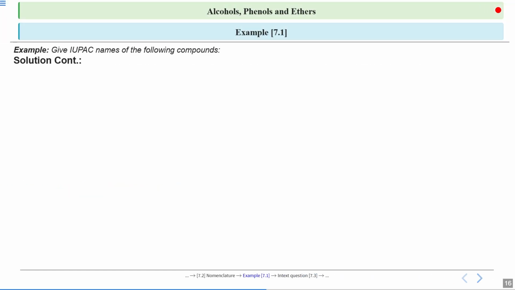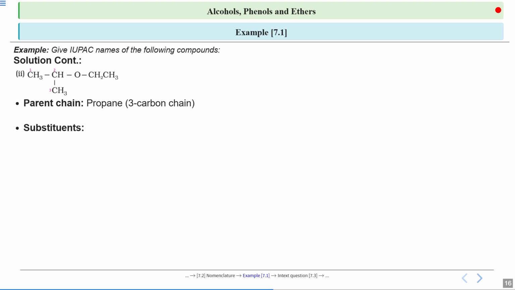Then let's talk about the second compound. Again, we have to choose a parent chain because this is an ether. You have to choose the parent chain which contains the largest number of carbon atoms. So the parent chain is propane, which is a 3 carbon chain. And the substituent here is ethoxy, 2 carbons along with oxygen, at position 2 of propane. So the IUPAC name will be 2-ethoxy propane.